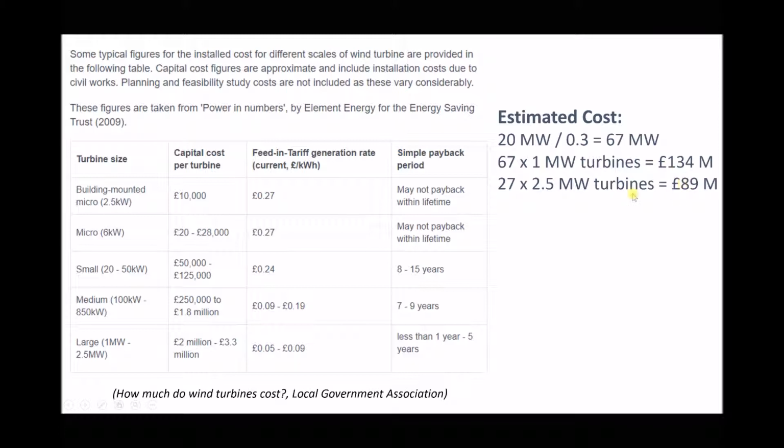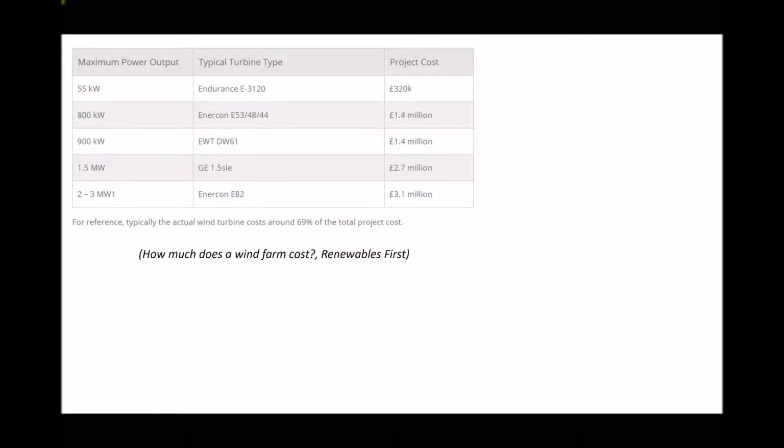But the sensible thing to do again is to take the average of those two costs, which gives us an average of 112 million. And that's for the full wind farm with a capacity of 67 megawatts, likely to produce an average of 20 megawatts. Okay, let's repeat that process with another set of data, just to make sure we're happy with our estimates.